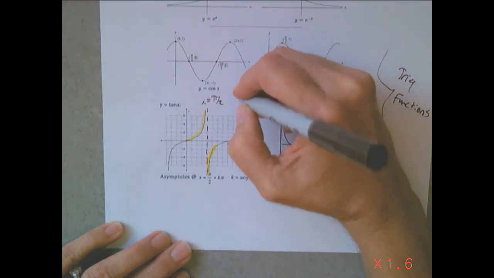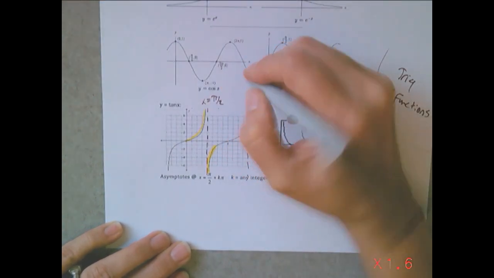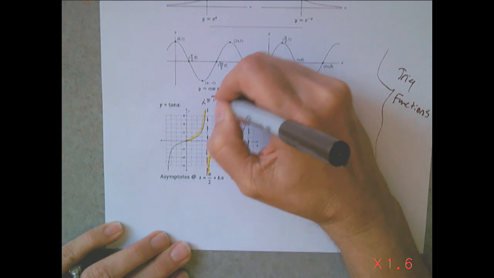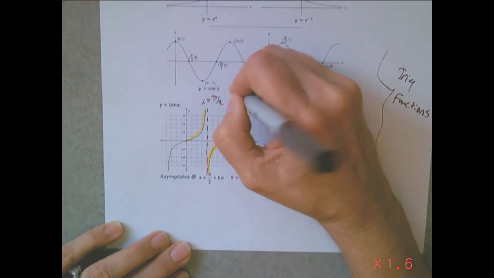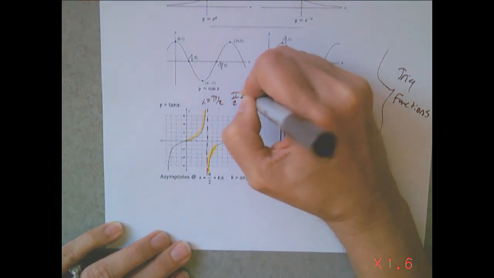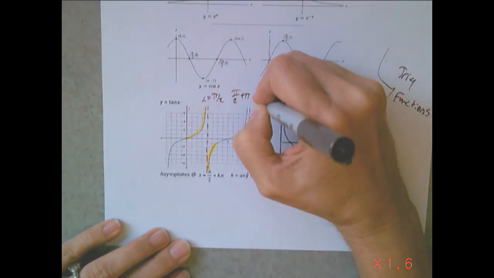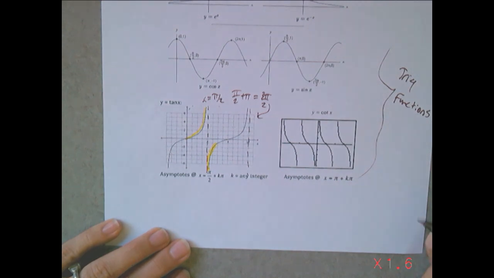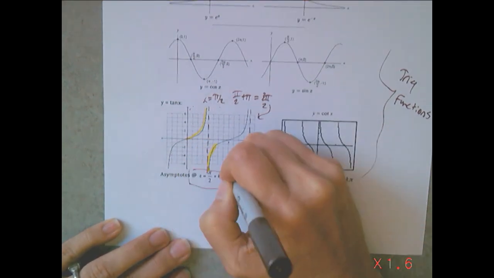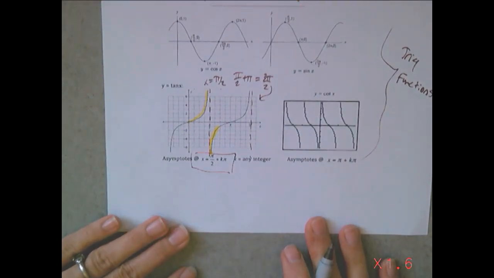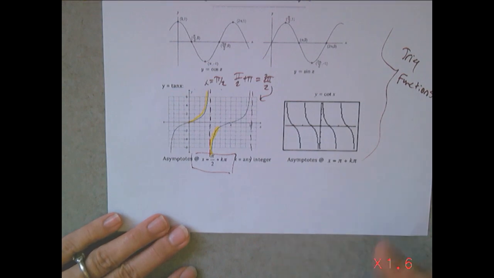And if I come over here, you can see it happens again and again and again. And it happens every pi jump, an additional pi. So if I add pi to pi over 2, then I get 3 pi over 2. And that is the next asymptote. This describes, therefore, all asymptotes for tangent.